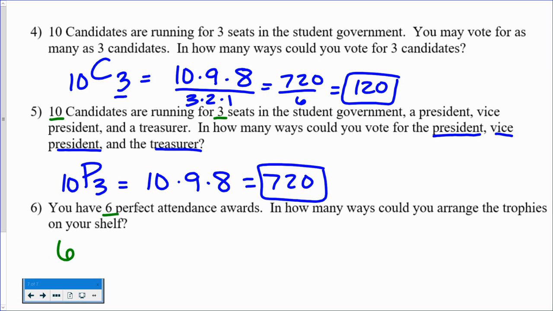Okay, and so I need to think about, does this have an order? If I'm arranging it on my shelf, it's going to have a specific place. So this is going to be a permutation. This would be considered lining up. Okay, so I take 6, 5, 4, 3, 2, 1. Or this is just a 6 factorial problem as well if I'm taking everything, lining everything up. So this will end up being 720.